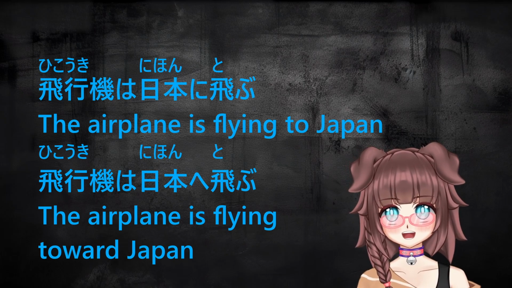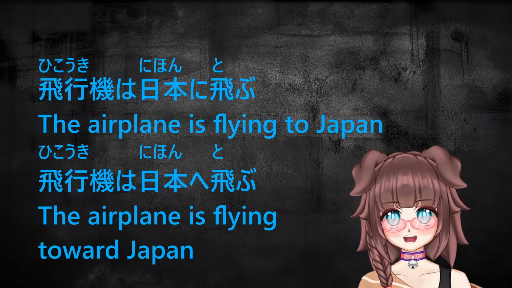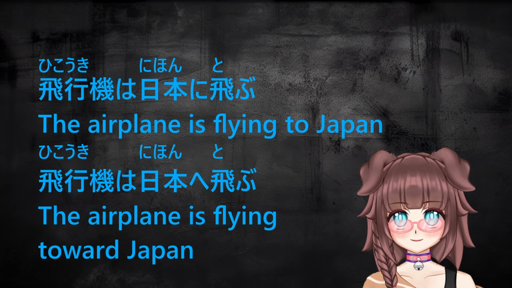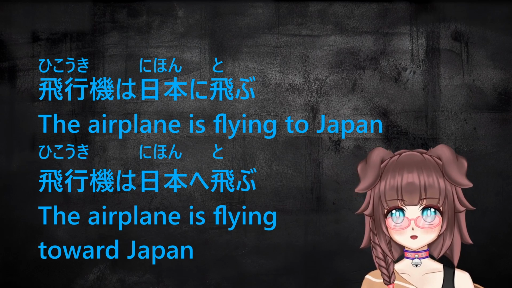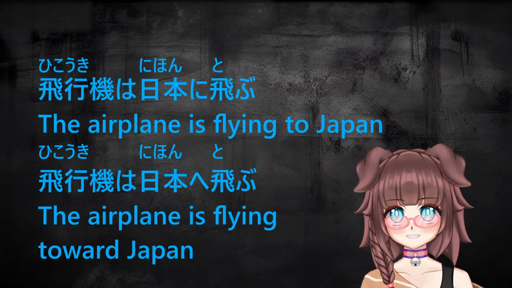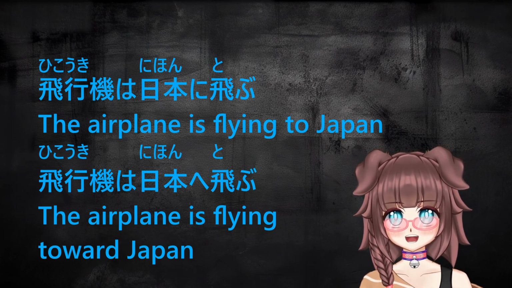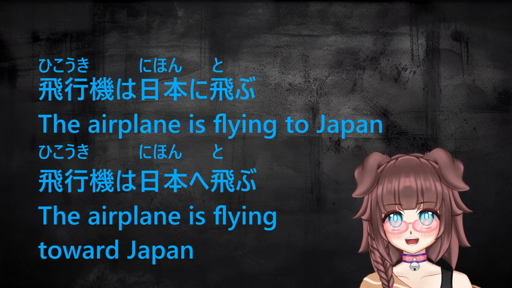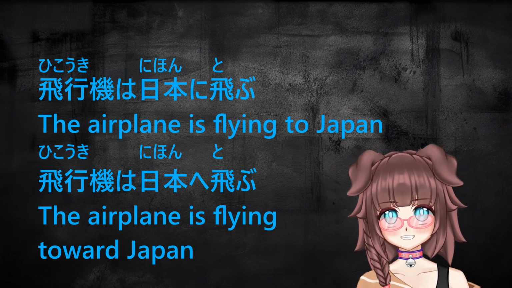Okay, so now with these two sentences, we can really start to understand one of the differences between ni and e. So the top sentence is 飛行機は日本に飛ぶ. And the bottom sentence is 飛行機は日本へ飛ぶ. Well, what's the difference? When it's related to location and movement, ni will be used in cases where the movement is towards a very specific destination. In other words, the airplane is moving to Japan. It's headed to Japan, and that's its destination.